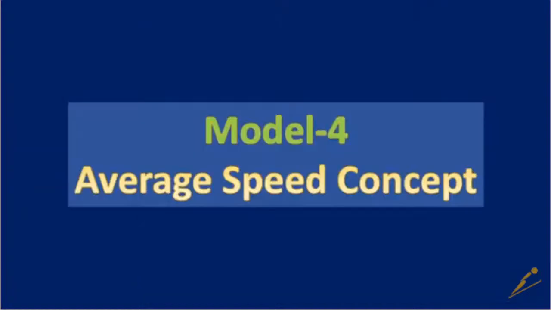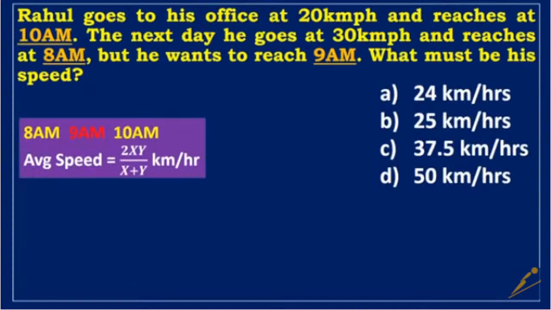Model 4. Average speed concept. Example 1. Rahul goes to his office at 20 kilometers per hour and reaches at 10 a.m. The next day he goes at 30 kilometers per hour and reaches at 8 a.m., but he wants to reach 9 a.m. What must be his speed?